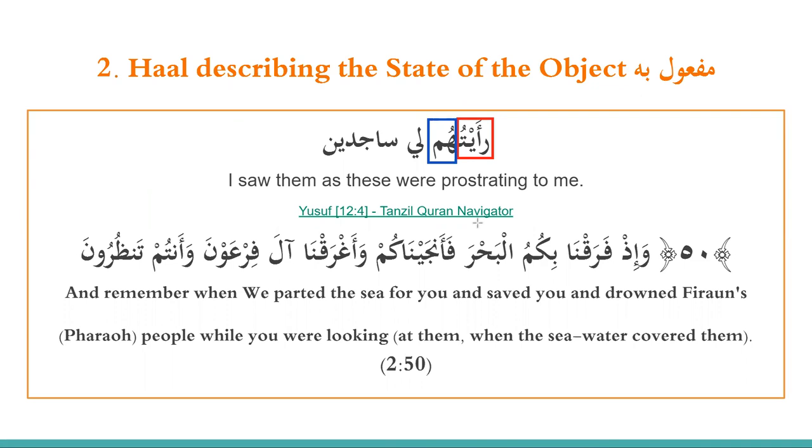Them. Okay, so Yusuf alayhi salam in this ayat, again, this is a part of a long ayat, in which Yusuf alayhi salam is telling his dream to his father. And in his dream, he saw the sun and the moon and 11 stars prostrating to him. So when he is stating his dream, he says, I saw them as these were prostrating to me. So, sajidin, prostrating. So, in this sentence, Sajidin is telling the state of whom, which is maful bihi, the object. Because fail in this jumla is ra'aitu, seeing, I saw them.